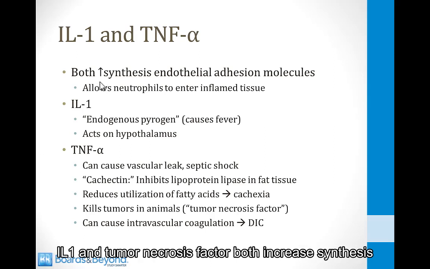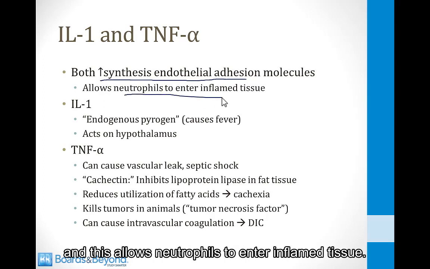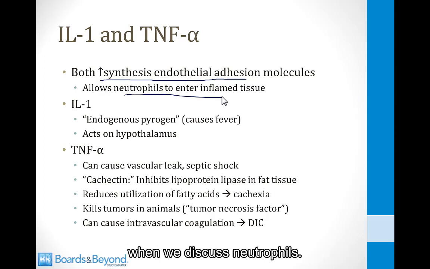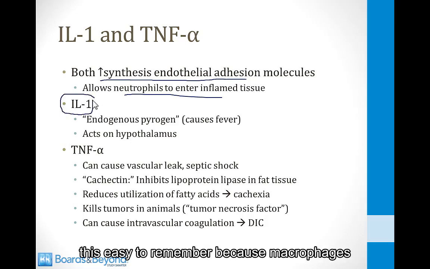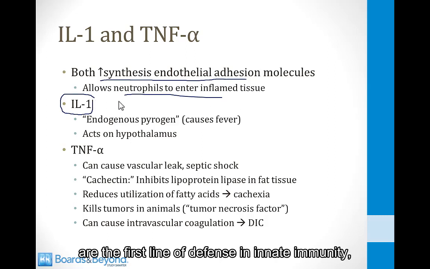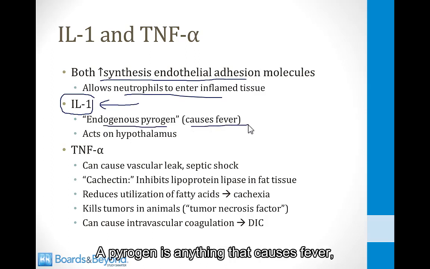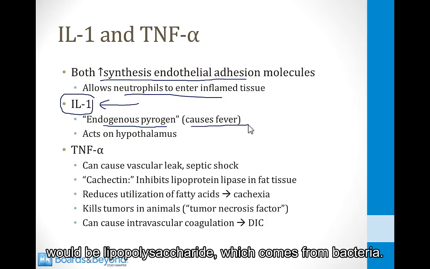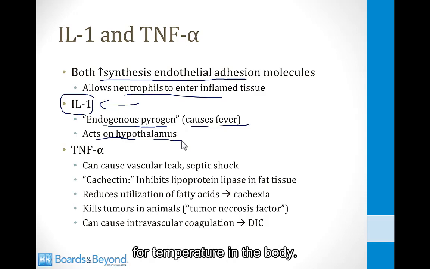IL-1 and tumor necrosis factor both increase synthesis of endothelial adhesion molecules, and this allows neutrophils to enter inflamed tissue. We'll talk more about this in a minute when we discuss neutrophils. Macrophages secrete IL-1, and I've always found this easy to remember because macrophages are the first line of defense in innate immunity, and therefore it makes sense that they secrete the first interleukin. IL-1 is an endogenous pyrogen. A pyrogen is anything that causes fever, and IL-1 is endogenous because it comes from within the human body. An example of an exogenous pyrogen would be lipopolysaccharide, which comes from bacteria. IL-1 acts on the hypothalamus, and it raises the set point for temperature in the body.